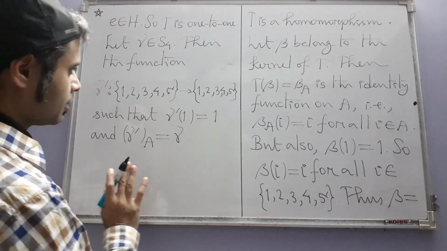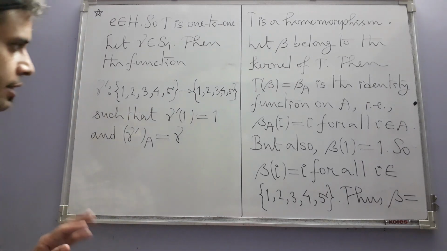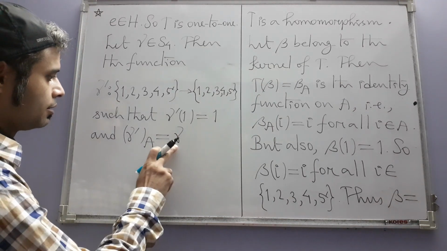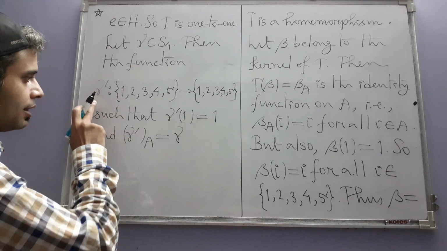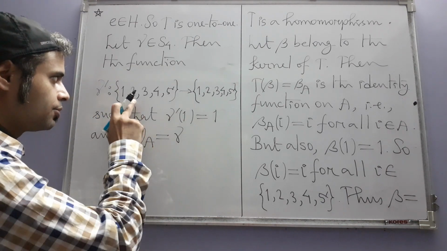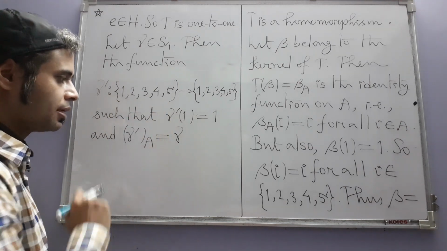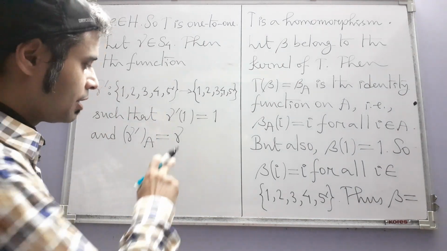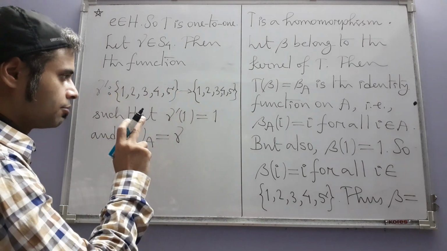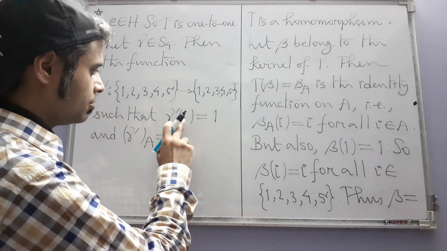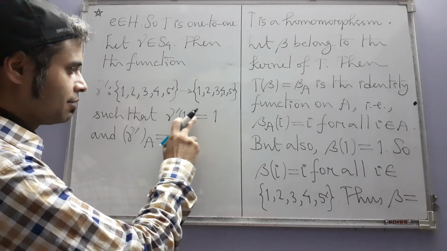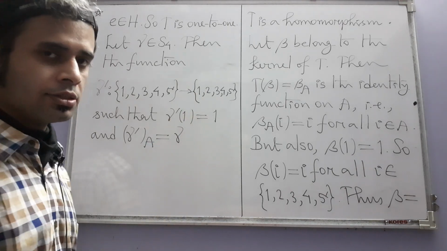If this is our definition of gamma prime, does this definition make sense? It makes sense, because what we are doing here is that we are defining gamma prime to be just gamma when our input is coming from A, and gamma itself is well defined, so there is no problem in this part. And what else do we need to do? We need to define it at 1. What does it do to 1? Our definition is that it does not change 1.